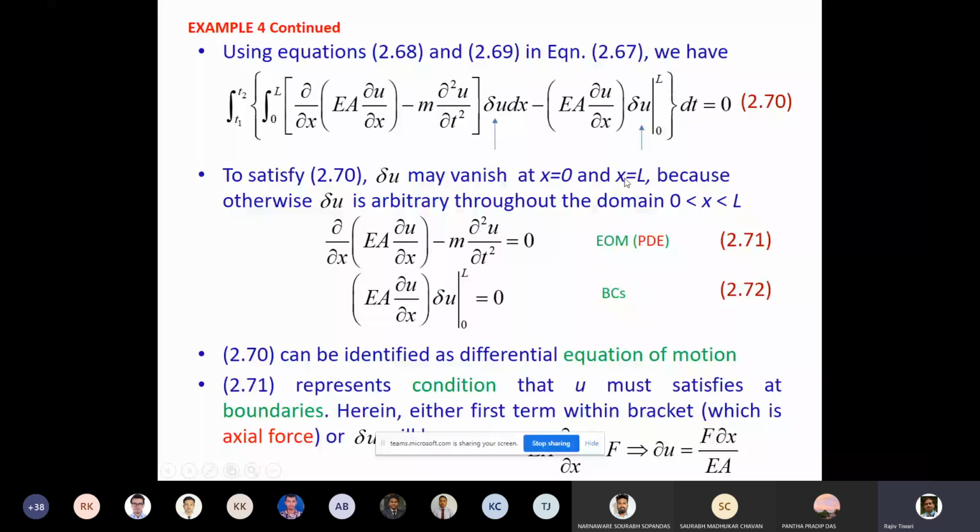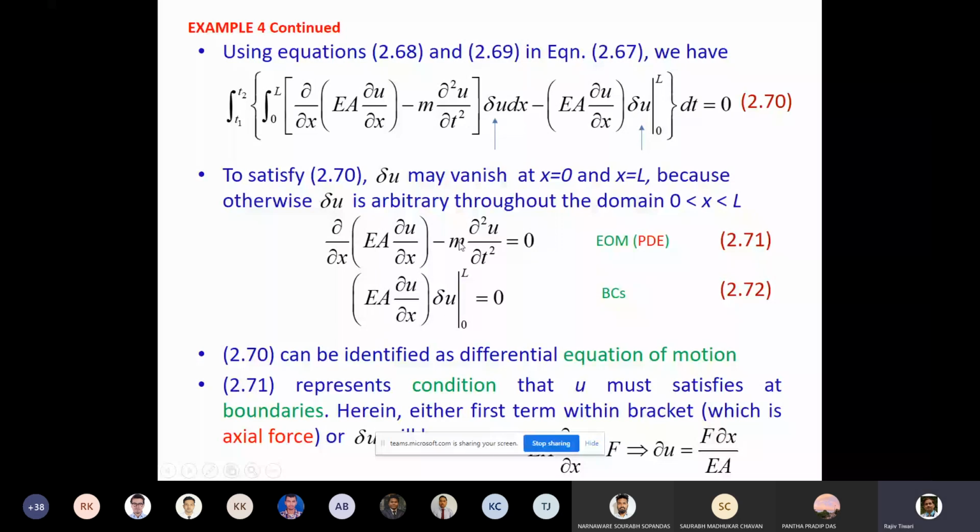Then only we can have the satisfaction of this term, this equation. So if I equate this equal to 0, so this is the first one, then I'll equate the whole thing equal to 0. Here, del u may not be 0, that's why we are equating this. Here, del u may be 0 or may not be 0. It will depend upon the boundary condition. So we are retaining del u here.